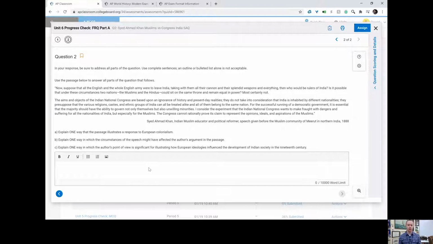Prompt B, one way in which the circumstances of the speech. Wow, that sounds a lot like context. DBQ skills, people. There's overlap. What a shock. One way in which the author's point of view, again, DBQ skills, is significant for illustrating. So here's to tell you, why does the point of view matter? Because it illustrates how European ideologies, so you probably want to know what ideology we're talking about, influenced the development of Indian society in the 19th century.